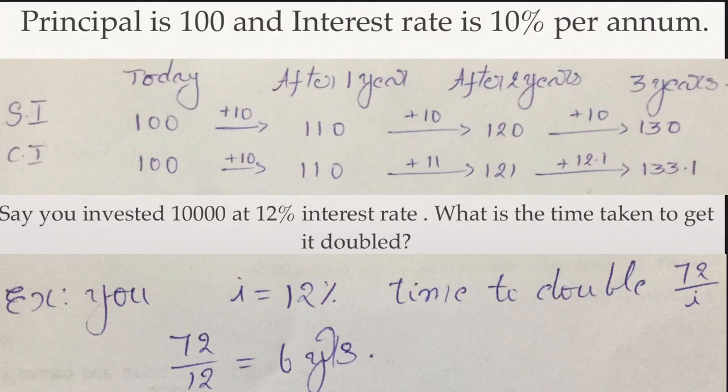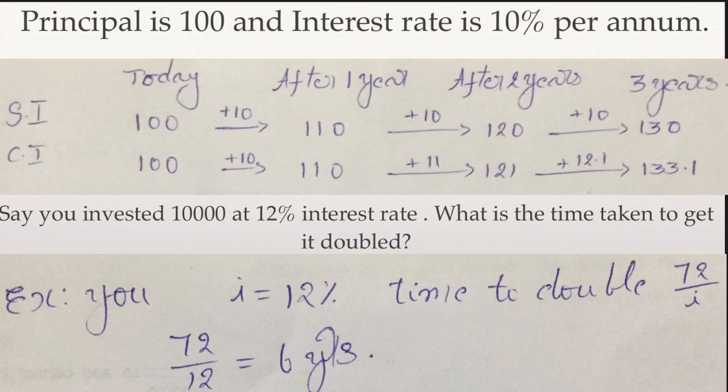But in compound interest, 100 plus 10, for the first year 110, one and the same, but thereafter it goes exponentially, that means interest is calculated on accumulated interest. In the second year, 110 into 10%, that means 110 plus 11, 121, like so.